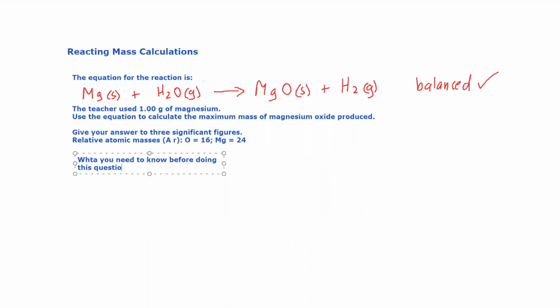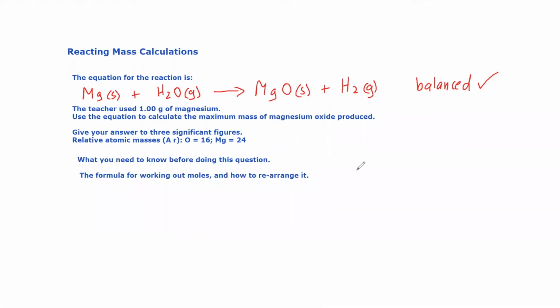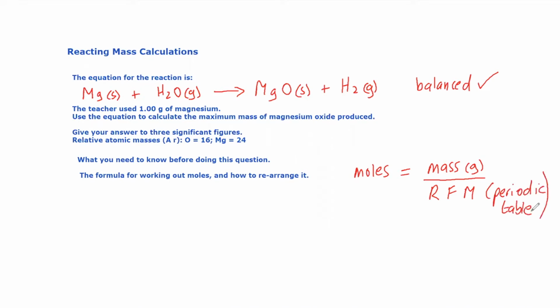And to do these sort of questions, you only need to know one formula. So before doing this question, you need to know how to work out the number of moles. And you also need to know how to rearrange it. So the formula is moles equals mass in grams, usually divided by the relative formula mass or relative atomic mass or the molecular weight. There's lots of names. And I've written here periodic table because you get the information from the periodic table. And I always like to do these triangles just in case you're not very confident with rearranging them.